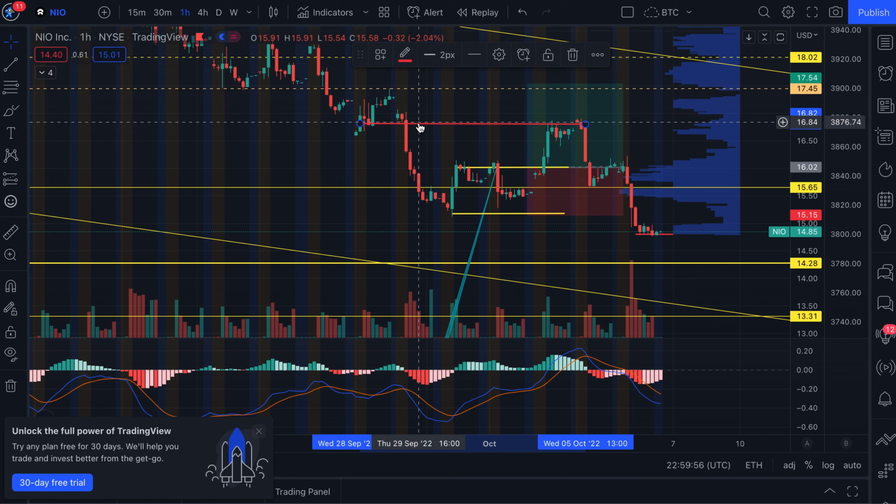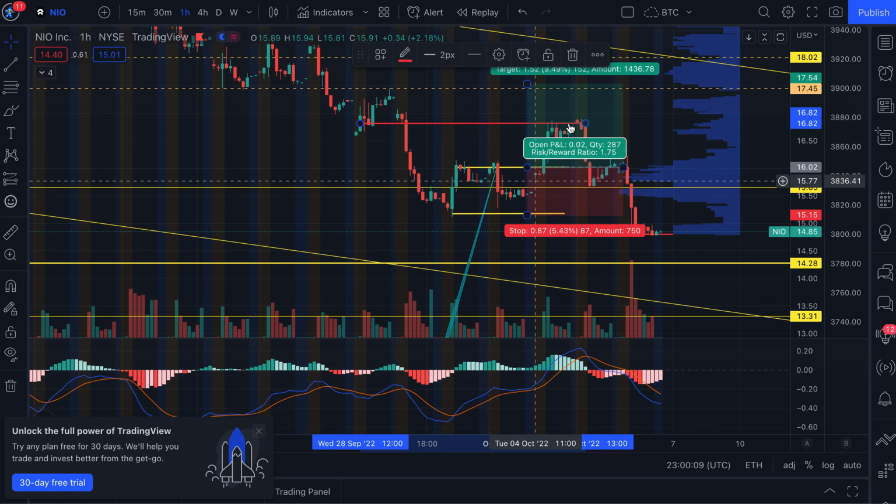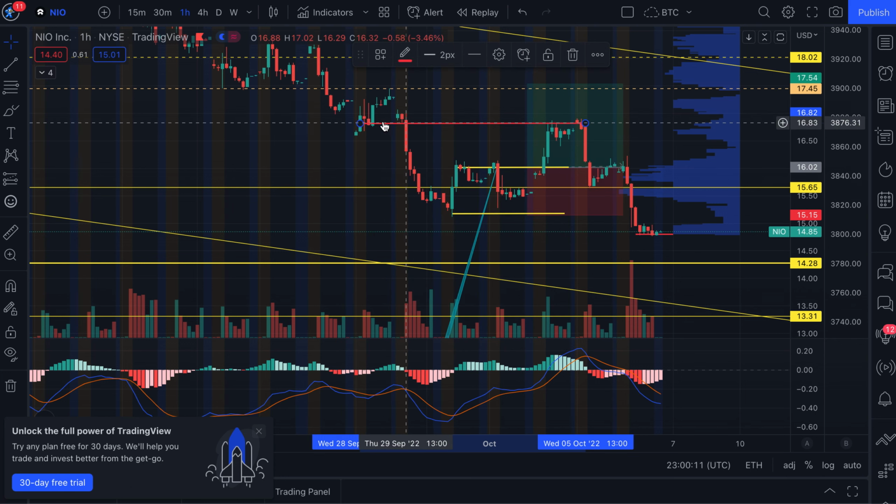This is a little annoying. Let me fix that. Okay, so that's 16.82 right there. I missed it here, and I should not have missed it because it was a rather short-term level, but it was one. I should have been able to identify that. And now let's look at the 14.80.